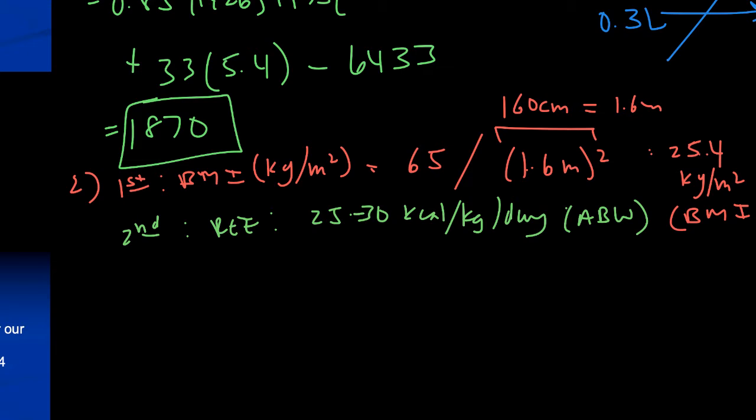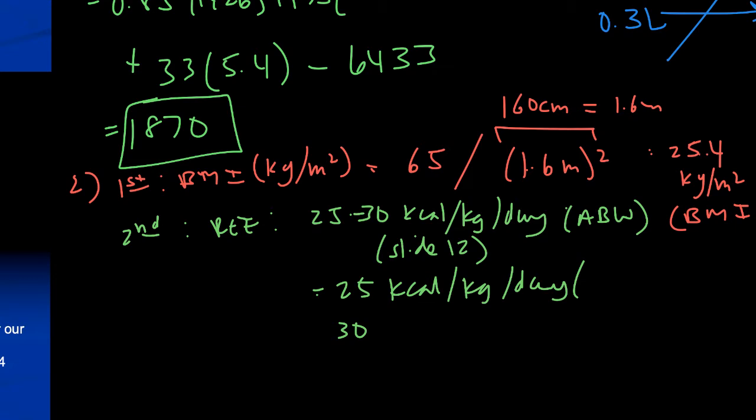I'm on slide 12, by the way, if you want to see where I'm getting this. Slide 12. So 25 to 30. Okay, let's break this down. So let's start from the lower end. You can also go to the higher end. So 25 kcals per kilogram per day.